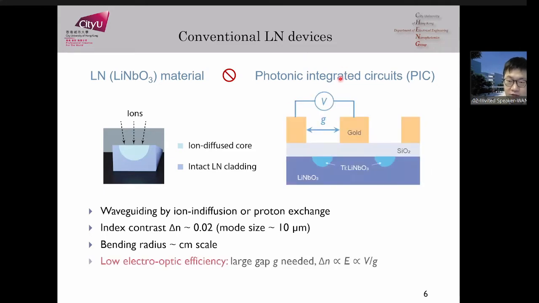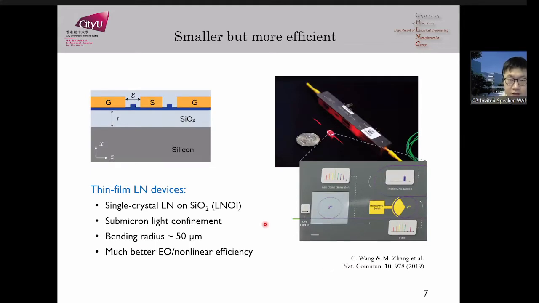Right. And more of a problem is that when you make an electro-optic modulator, as I just said, you need to apply voltage across the waveguide, right? Now, because the waveguide is so large, you have to put the electrode far away from the waveguide, so that at the same voltage, with a large gap, you only get a small electric field and a small electro-optic efficiency. Right, so the whole idea of this field of thin film lithium niobate is trying to build devices that are similar to silicon photonics, right?